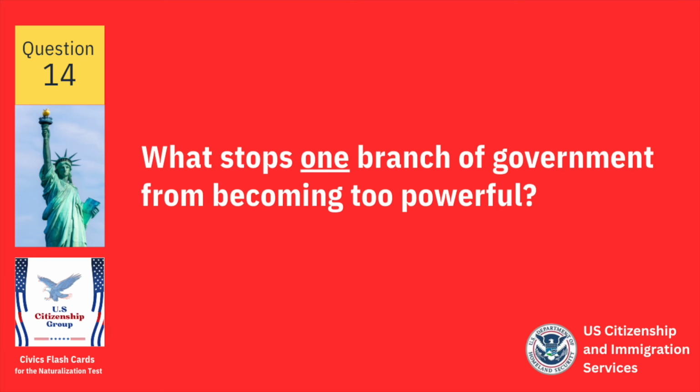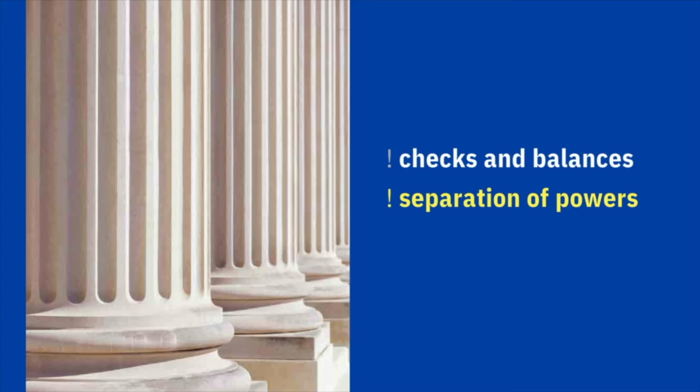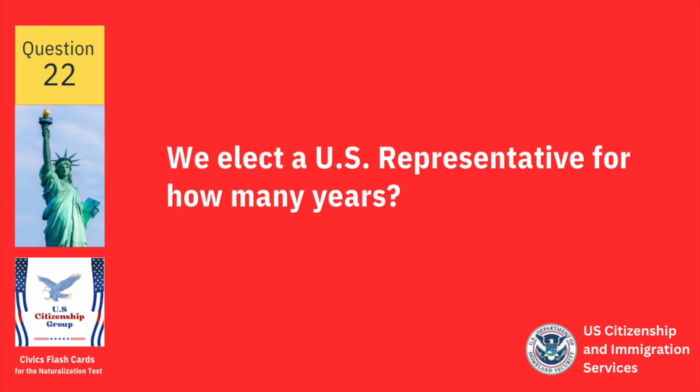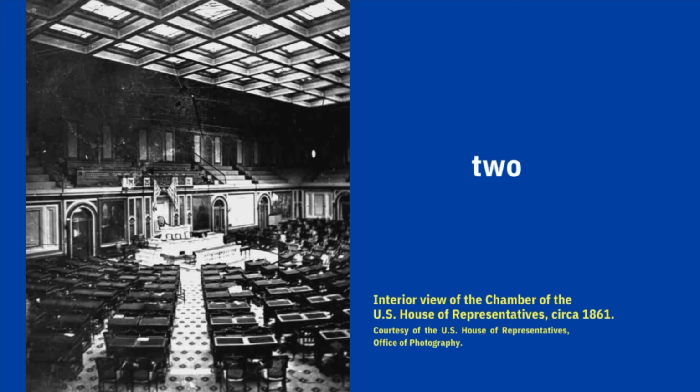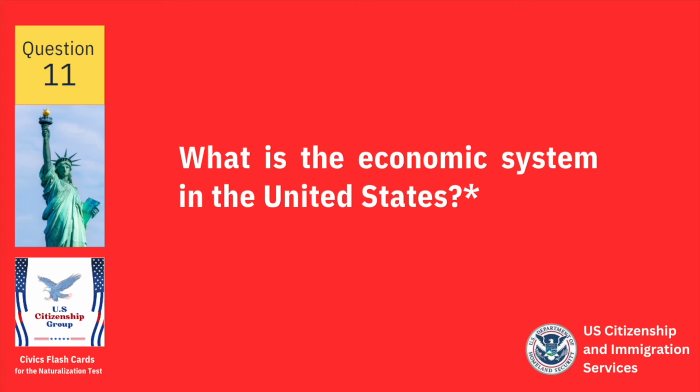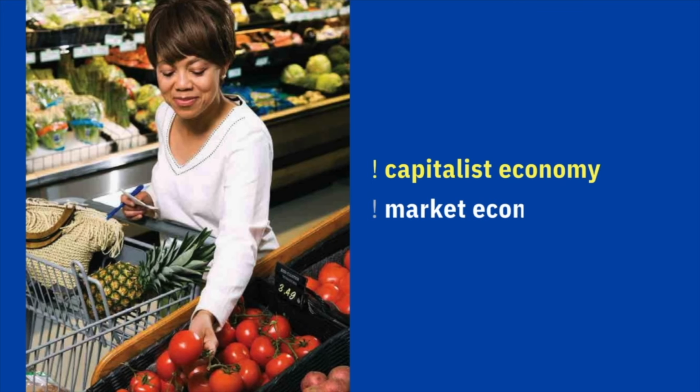What stops one branch of government from becoming too powerful? Checks and balances. We elect a U.S. representative for how many years? 2. What is the economic system in the United States? Market economy.